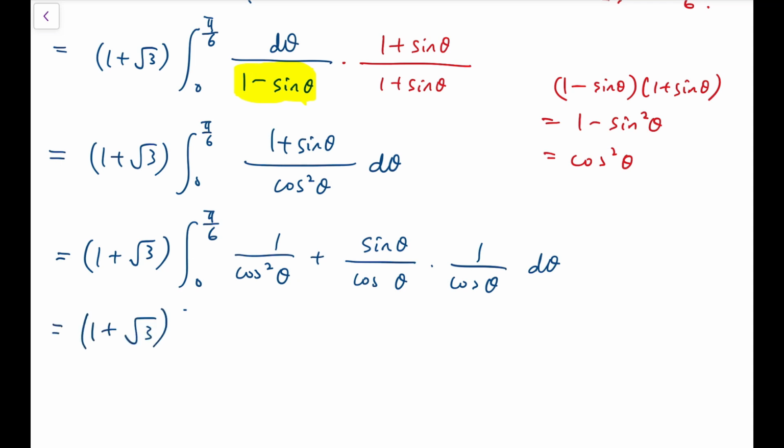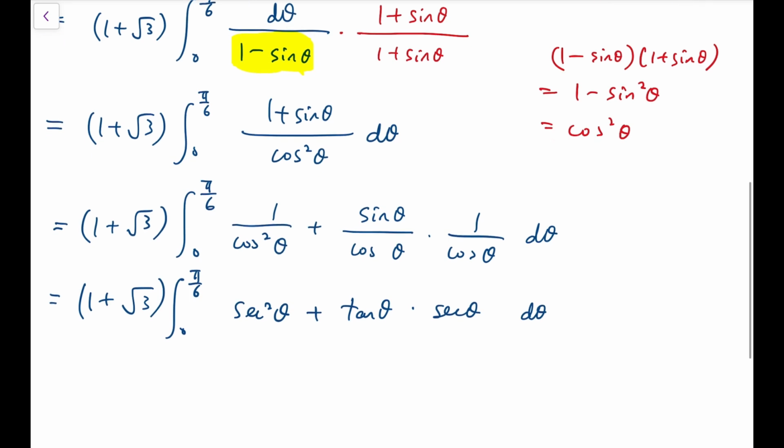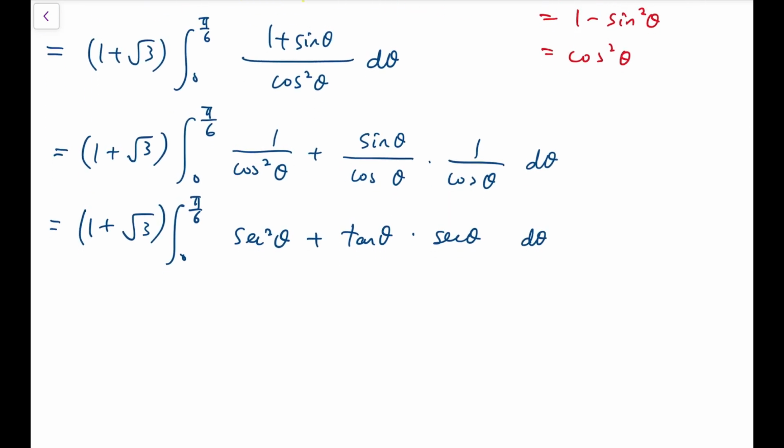We'll see the benefit of writing in this way in this step. Now the integral becomes secant squared theta. The 1 over cosine squared is secant squared theta, added by sine over cosine, which is tangent theta, multiplied by secant theta. So now we can integrate each term separately. We have secant squared, which after integrating becomes tangent theta, and tangent times secant will become secant theta after integrating.